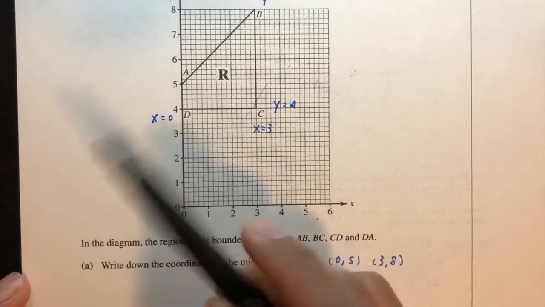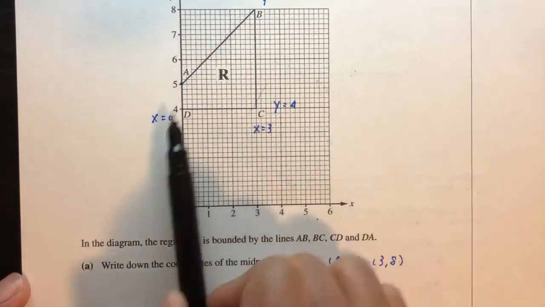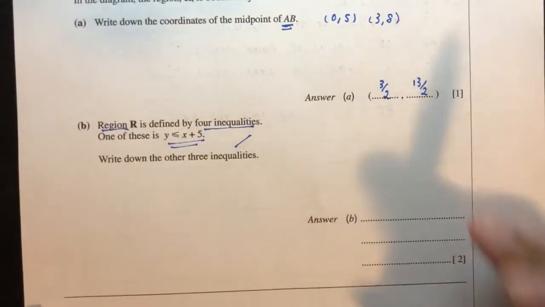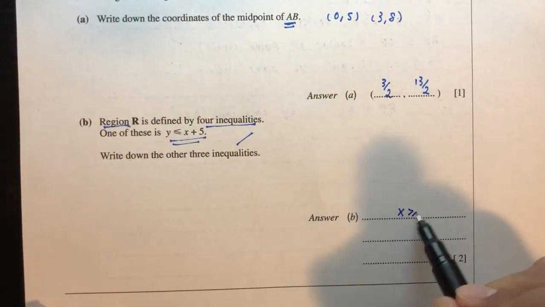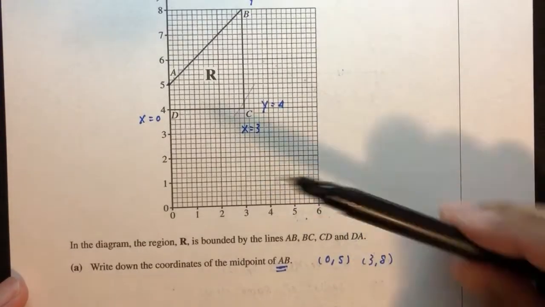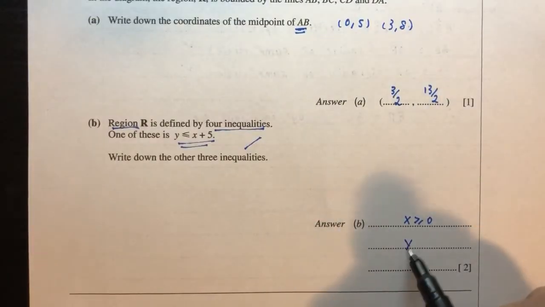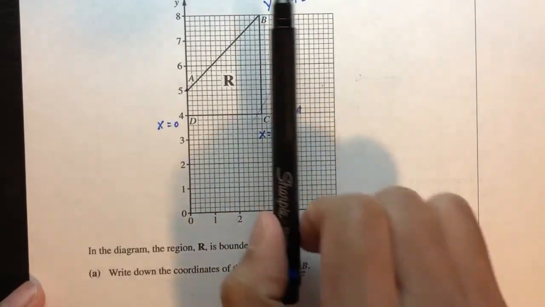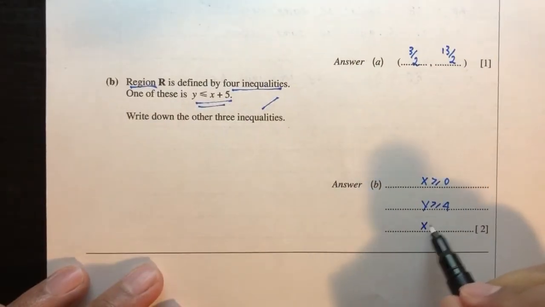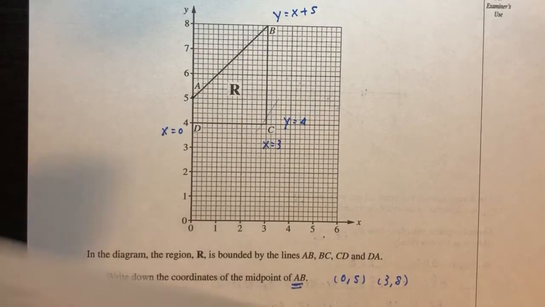So let's begin with this one. It needs to be on the right hand side of this one. It will be x more than 0, and then it needs to be above this line, so it will be y, and the last one, it needs to be less than this one, so it will be x less than 3. That is your answer for question number 12.